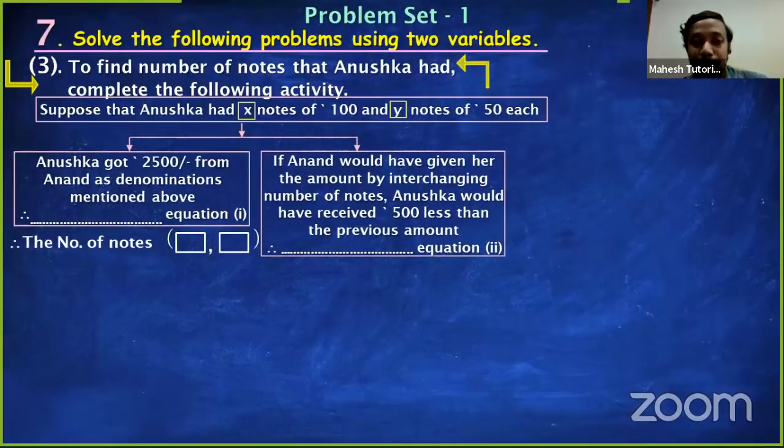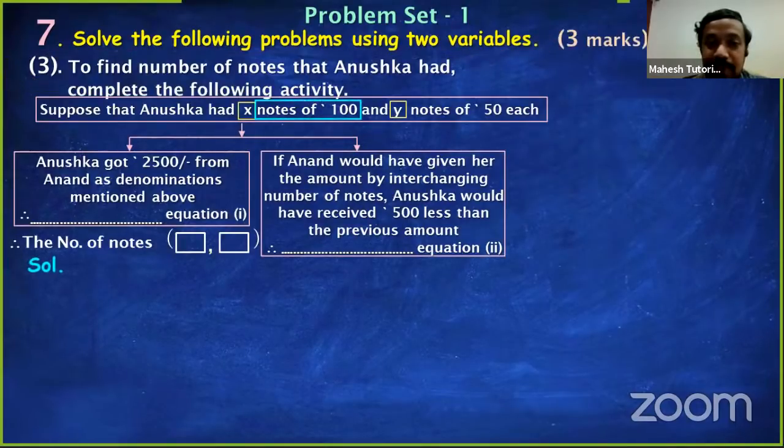Problem set 1, main question number 7 ka sum number 3. Let us read the question, students. To find the number of notes that Anushka had, complete the following activity. The first statement says, suppose that Anushka had X notes of rupees 100 and Y notes of rupees 50 each. We'll read the further question later on, students.